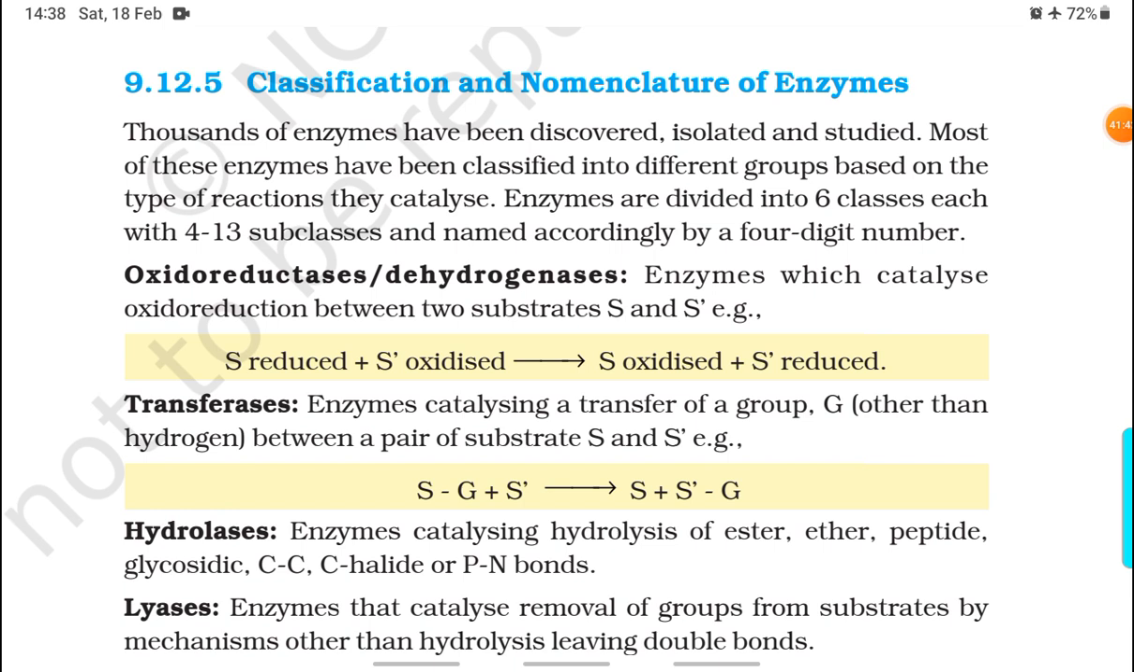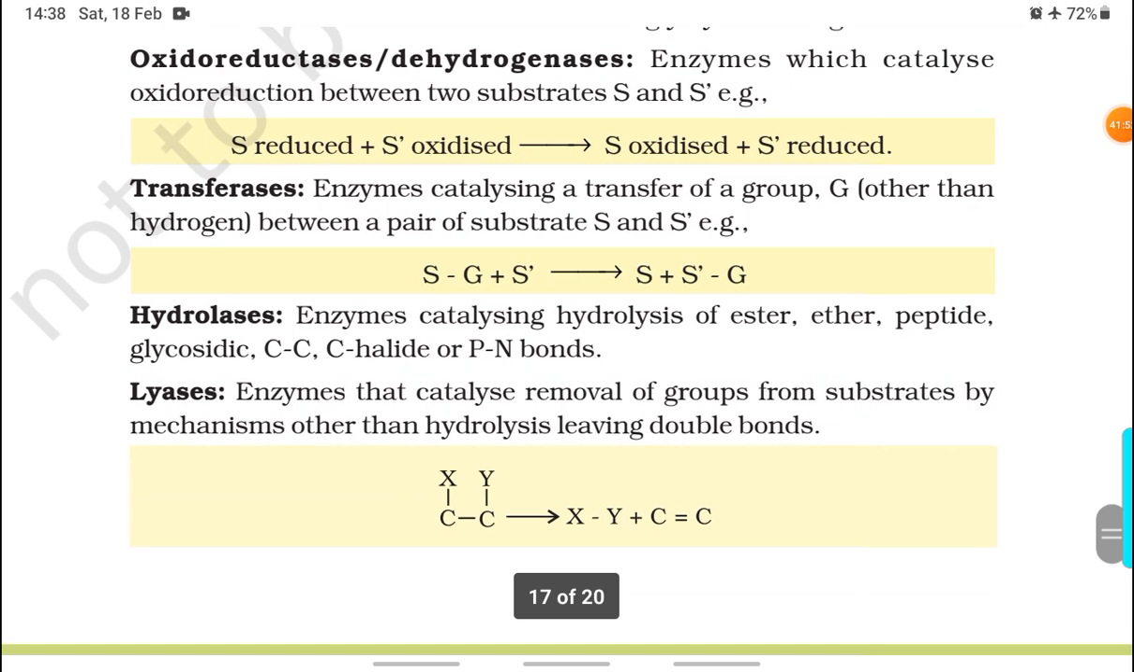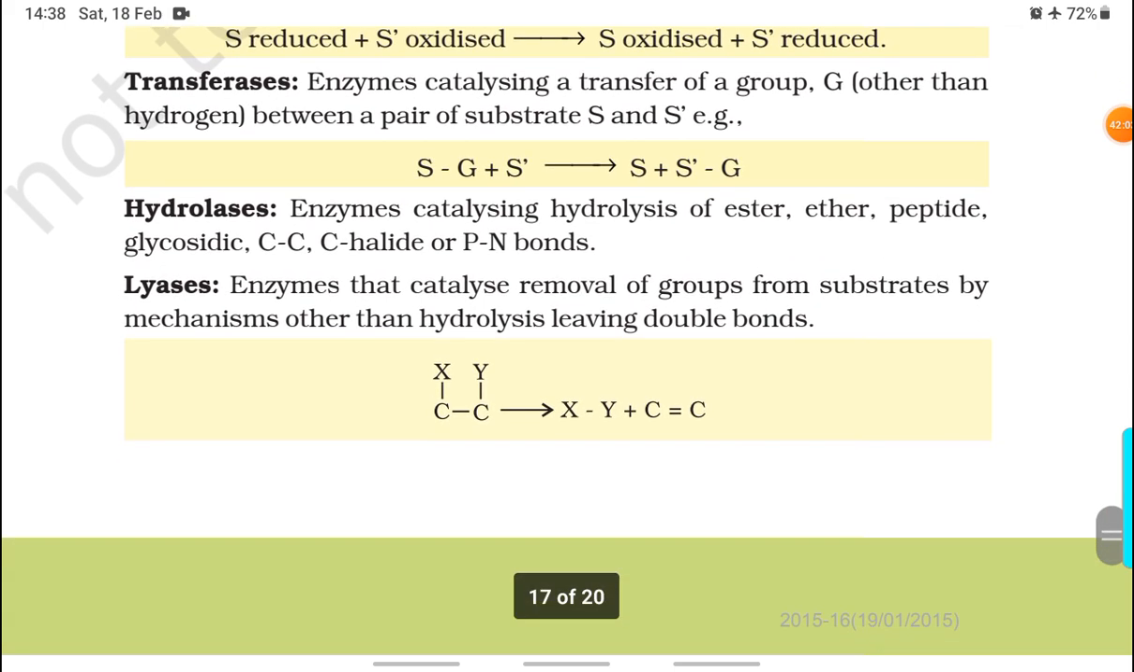Oxidoreductases or dehydrogenases: enzymes which catalyze oxidoreduction between two substrates, S and S prime. Transferases: enzymes catalyzing a transfer of a group G other than hydrogen between a pair of substrates S and S prime. Hydrolases: enzymes catalyzing hydrolysis of ester, ether, peptide, glycosidic, carbon-carbon, carbon-halide, or phosphorus-nitrogen bonds.